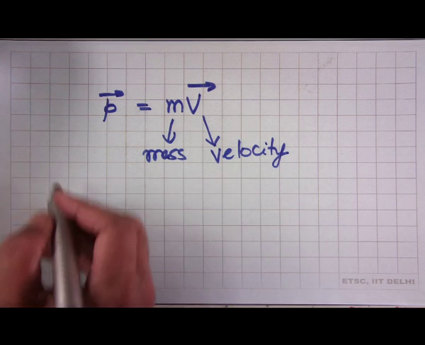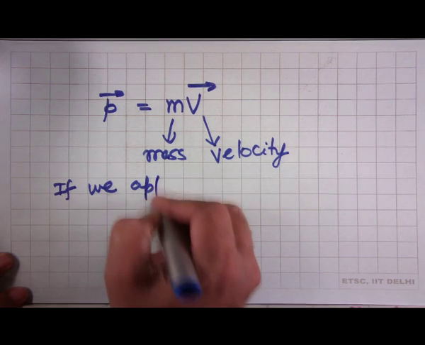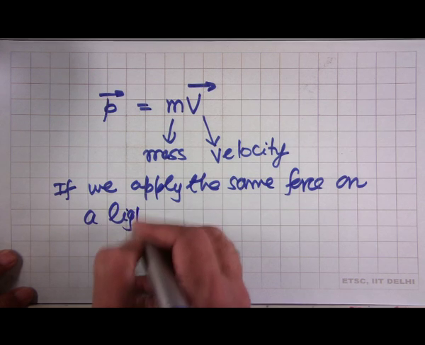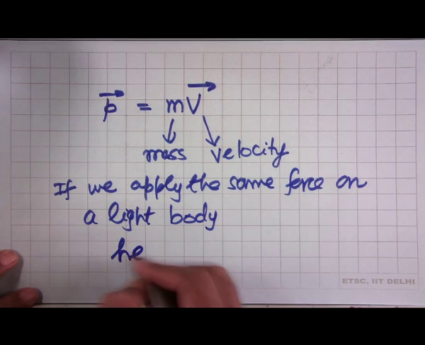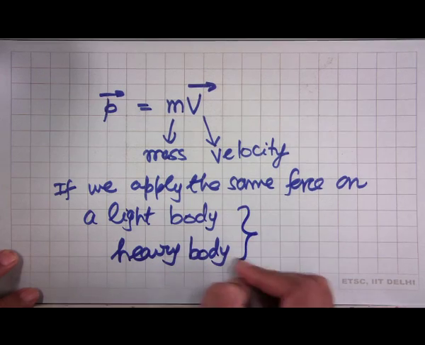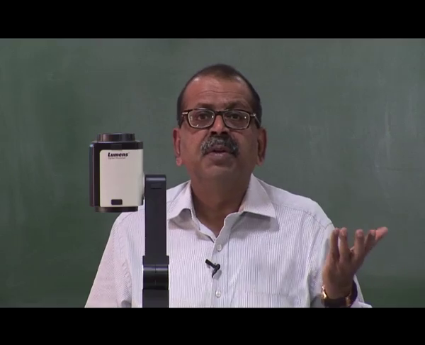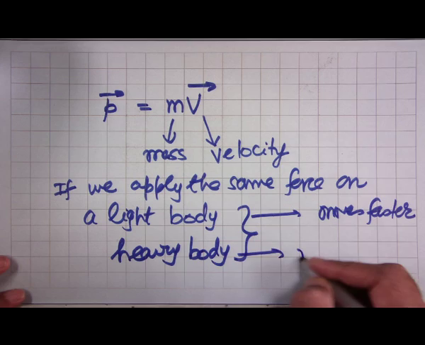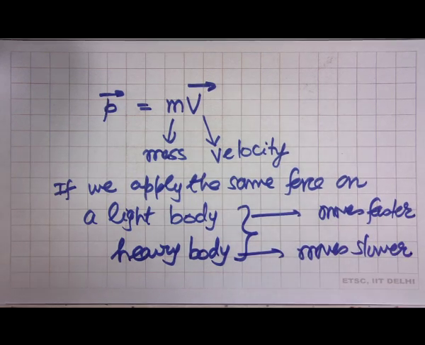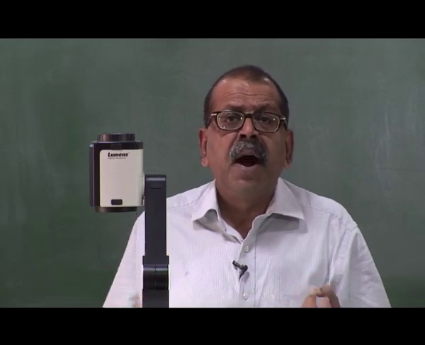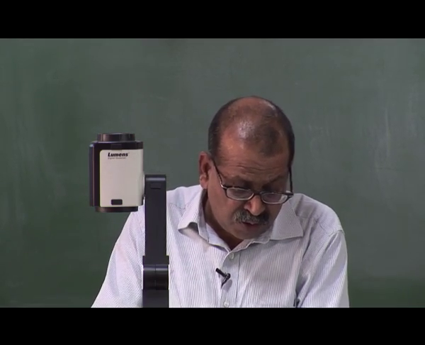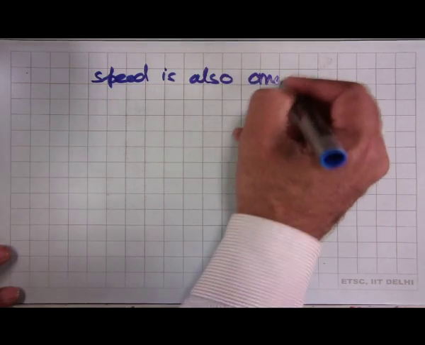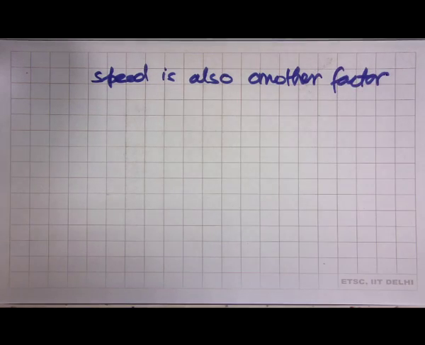Now, what we observe is, if we apply the same amount of force on a light body or on a heavy body, what difference do we observe in the motion? What we observe is the light body moves faster, whereas the heavy body moves slower. So clearly force has a relation with mass. At the same time, we also realize that it is not only mass, but speed is also another factor when we want to characterize the force.